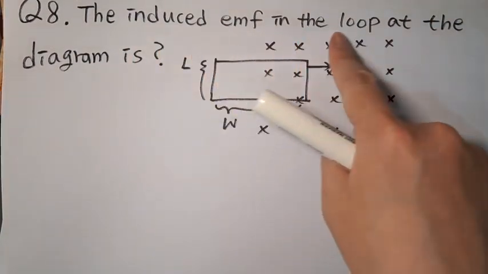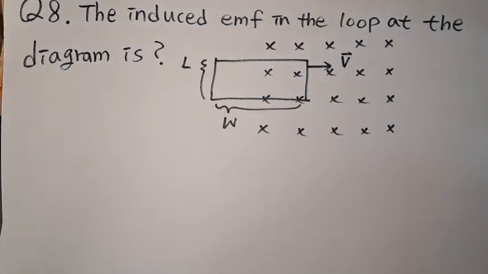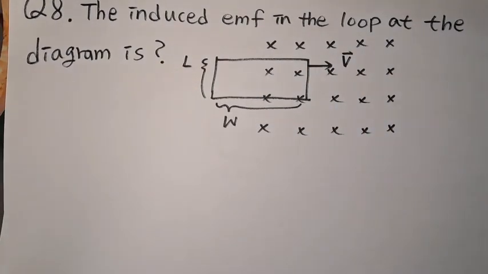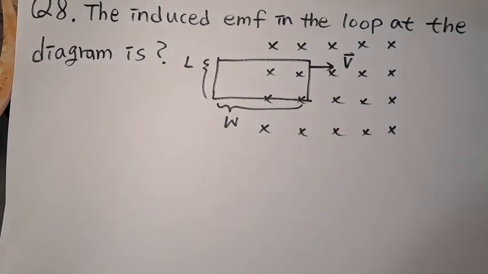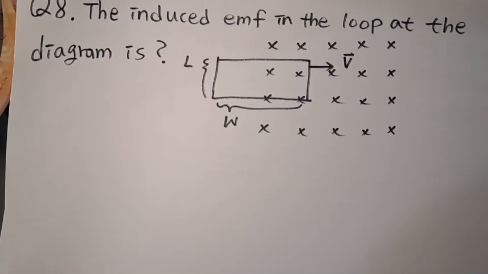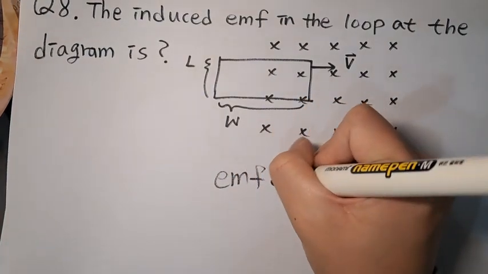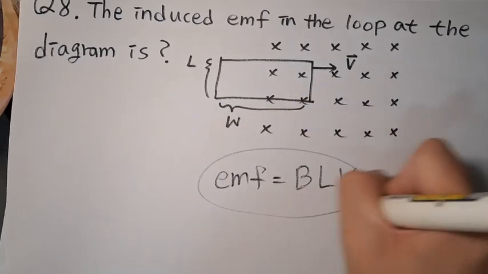The induced EMF in the loop in the diagram is... So the induced EMF is caused by a change in flux. Flux can be determined by the area of the loop multiplied by the magnetic field passing through the loop. The amount of flux will change as the loop is moved with velocity through the magnetic field. So the EMF is going to be this.